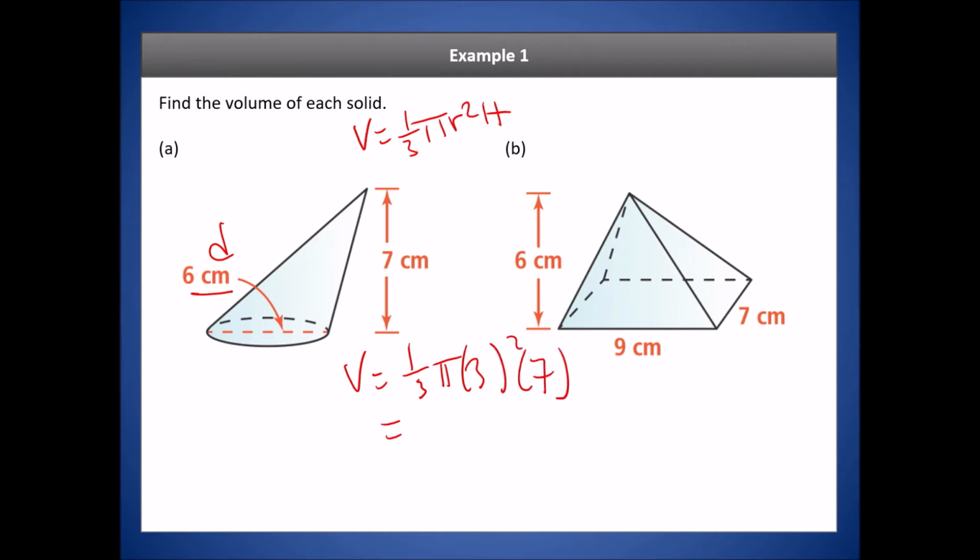All right, so we got 3 squared is 9. 9 divided by 3 is 3. So this becomes just 3. And then 3 times 7 is 21. So this is 21 pi.